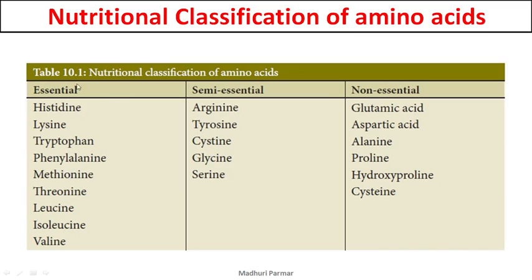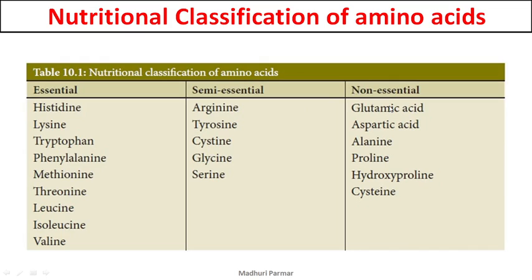They are also classified nutritionally in three types. You can have essential, semi-essential, and non-essential amino acids. Essential means you cannot produce them in your body, because you cannot synthesize these amino acids. You have to take them in your food, in your diet. Such amino acids are histidine, lysine, tryptophan, phenylalanine, methionine, threonine, leucine, isoleucine, and valine.